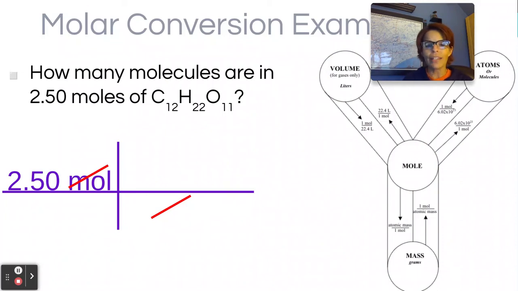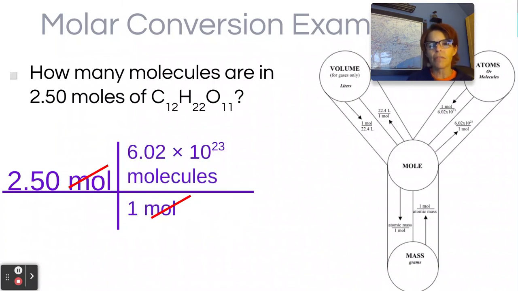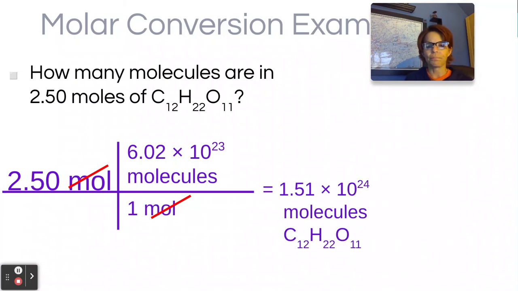I know that in my conversion factor, the unit has to be moles on the bottom for it to cancel out. And when I'm doing conversion factors, it's always going to be 1 mole. On the top is going to be Avogadro's number, so 6.02 times 10 to the 23rd molecules. Now I multiply that out, 2.5 times 6.02 times 10 to the 23rd divided by 1, who cares, equals, and that gives us our answer.